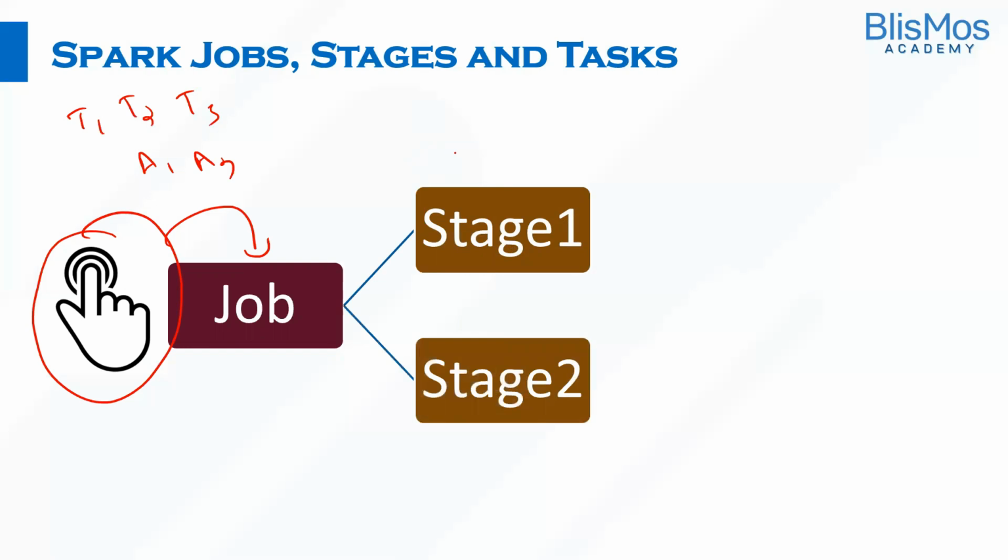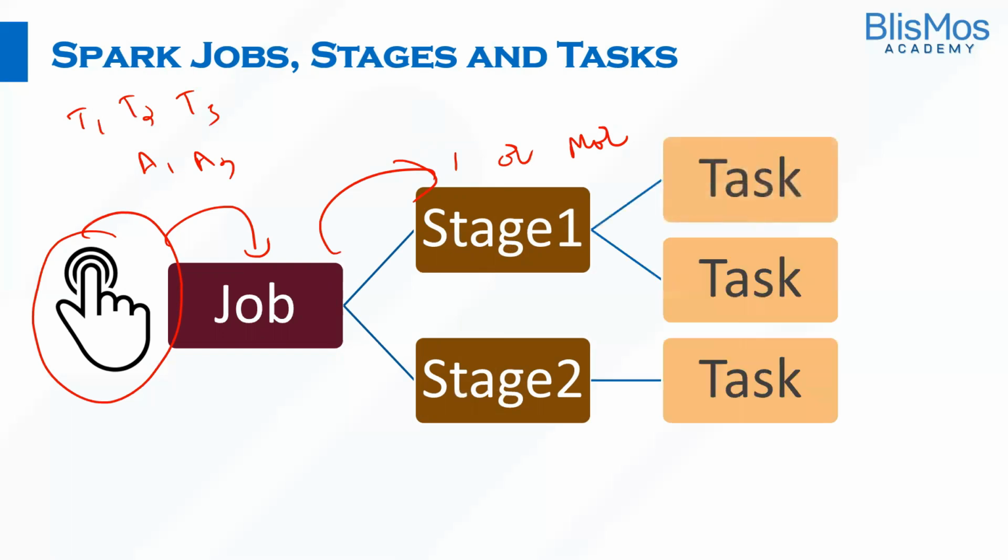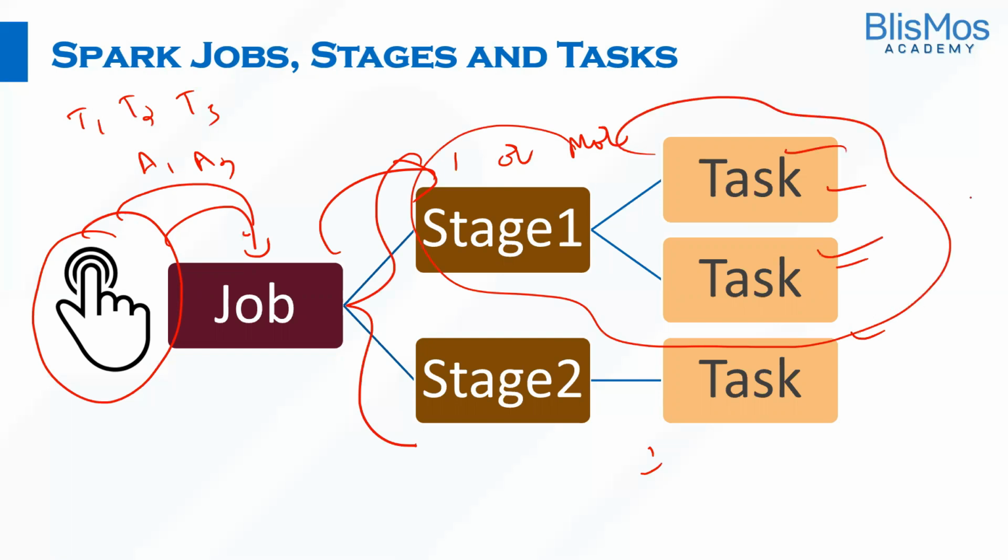It may have one or more stages within the job. And within the stages, we may have one or more tasks. So the sequence is for each action there is a job. Within the job we have stages. Within the stage you may have tasks. This is how your logical code is converted into the physical execution plan through job stages and tasks.